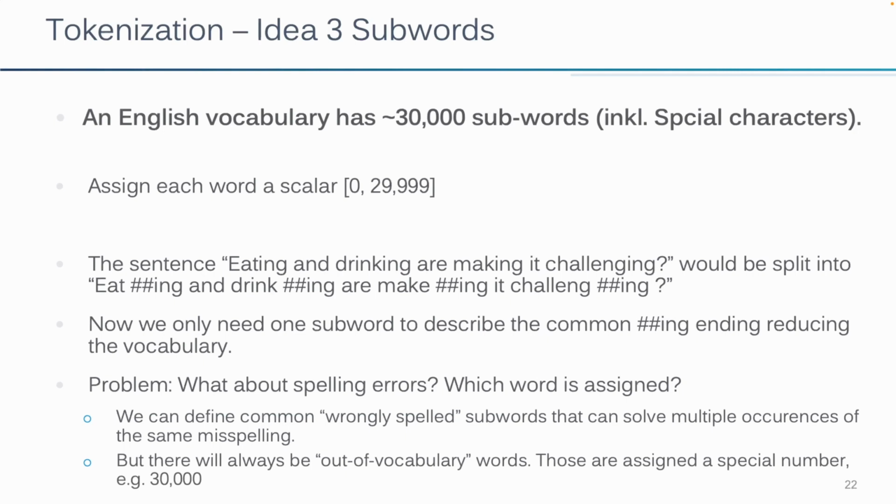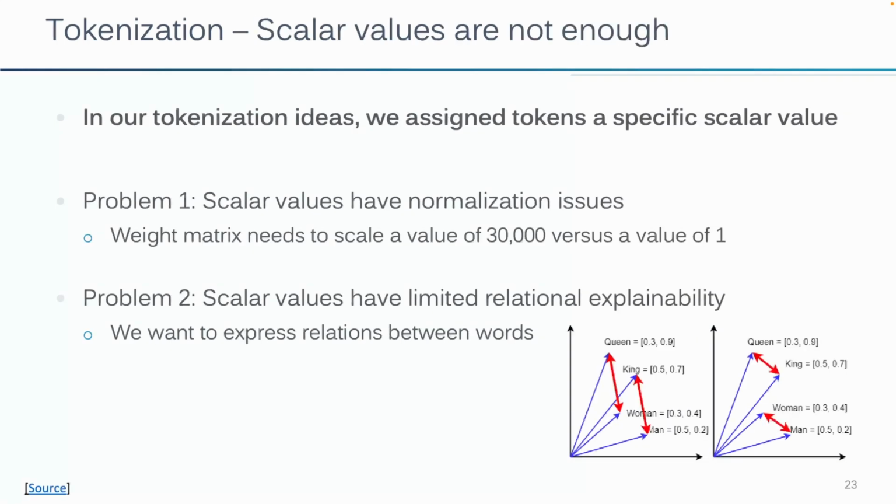Okay, so now we have an approach to actually forward this into our network as a scalar value. But scalar values have two problems. One is they're difficult to normalize. If you have a value from 1 to 30,000, if we go back to last lecture, you would have to learn a weight that scales down 30,000 and another weight that scales up 1. So that's one problem. And the other problem is that scalars are one-dimensional. So there's not much space to learn representations and relations.